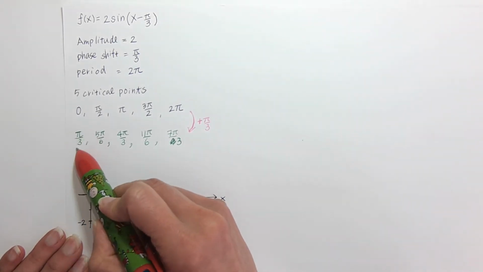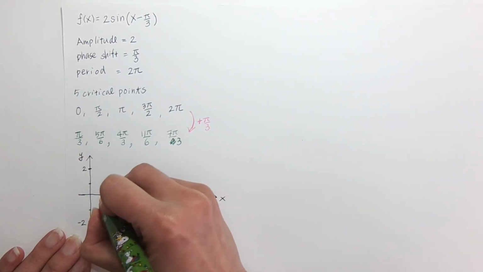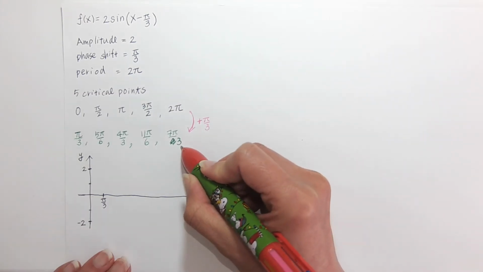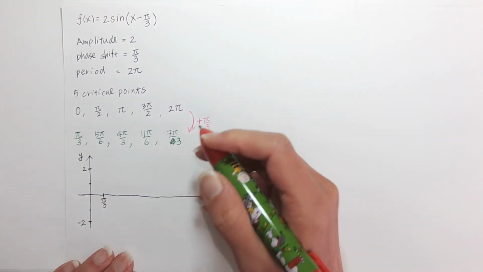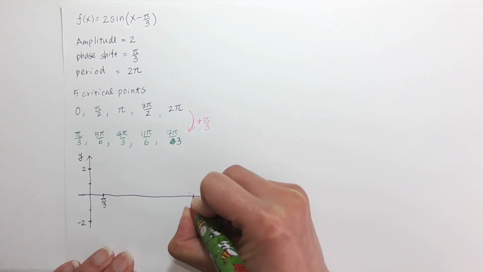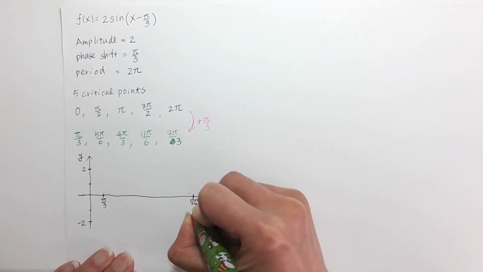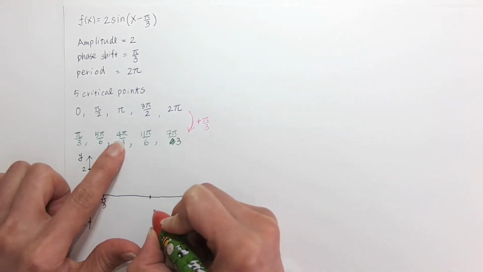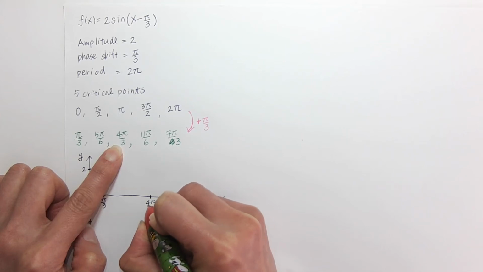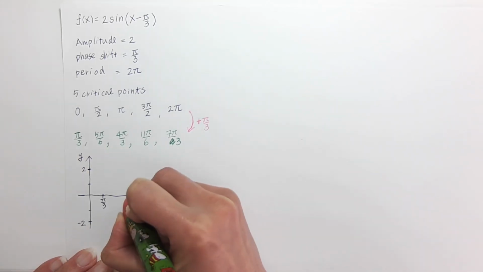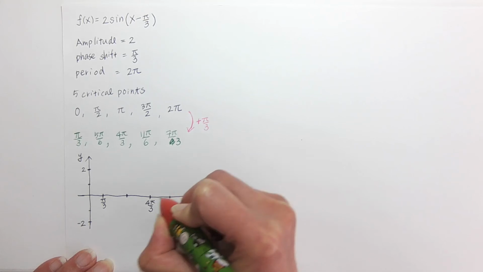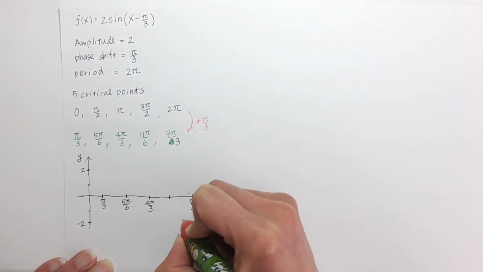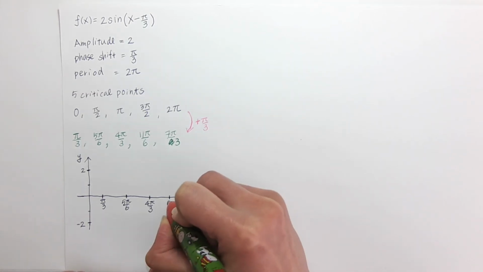And now we're going to label our x-axis and start with pi over 3. That's where we're going to start our new graph. Last, the next one is going to be 7 pi over 3, and I'm going to put that one down before the others. Now halfway between these two is exactly 4 pi over 3. And halfway between pi over 3 and 4 pi over 3 is 5 pi over 6. And halfway between 4 pi over 3 and 7 pi over 3 is 11 pi over 6.